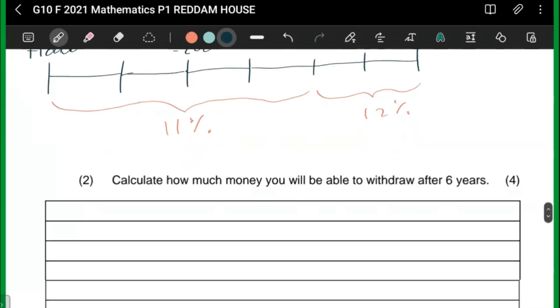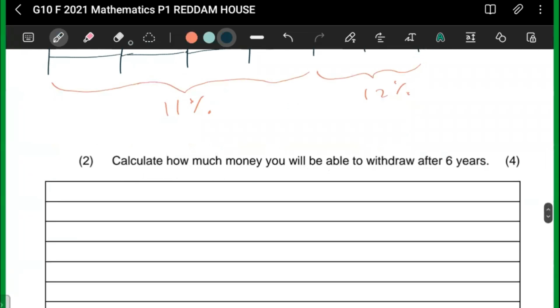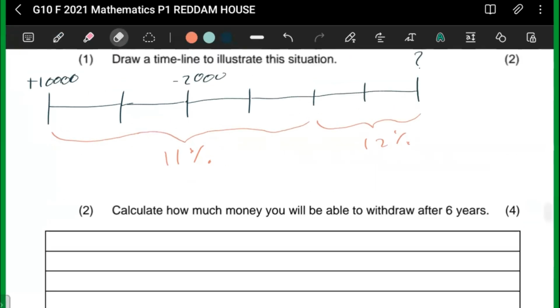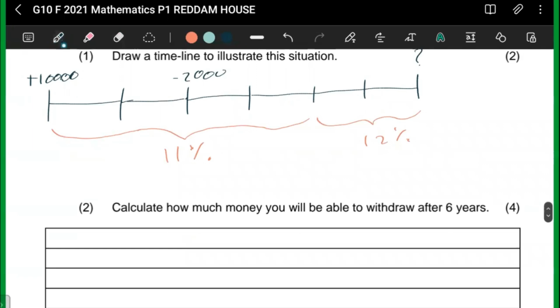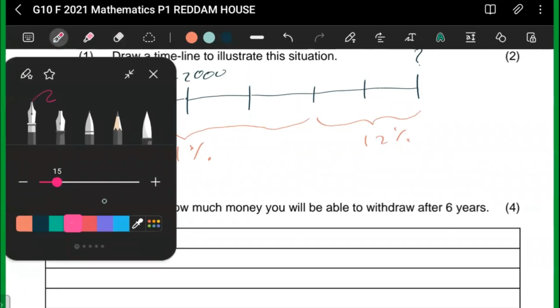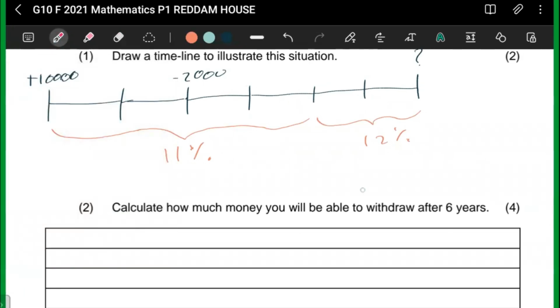They say it here, calculate how much money you'll be able to withdraw after 6 years. A question like this needs you to understand how the compound interest formula works. It says here, A is equal to P, 1 plus i to the power of n. So the idea is you need to be able to use the compound interest formula.